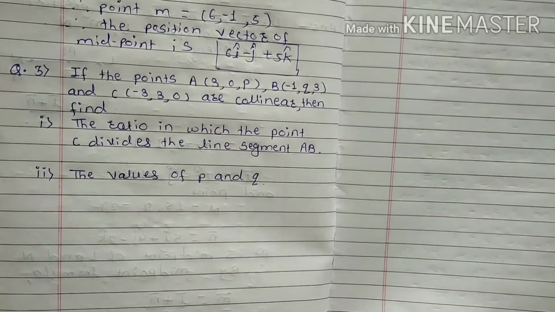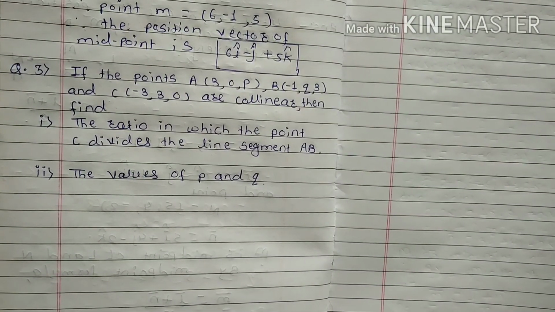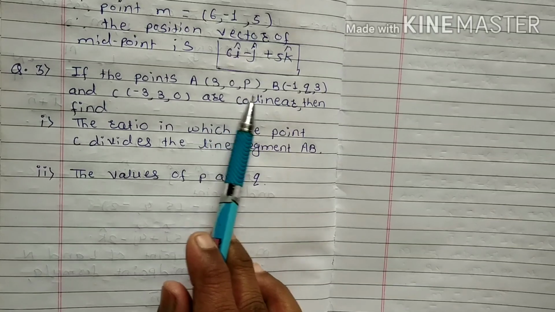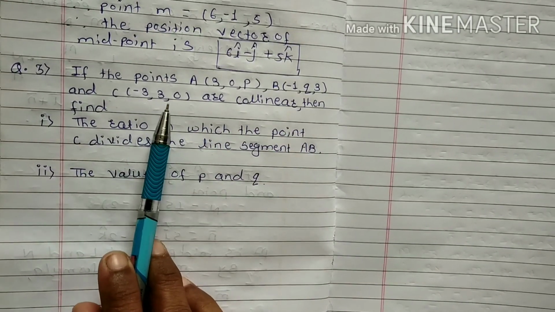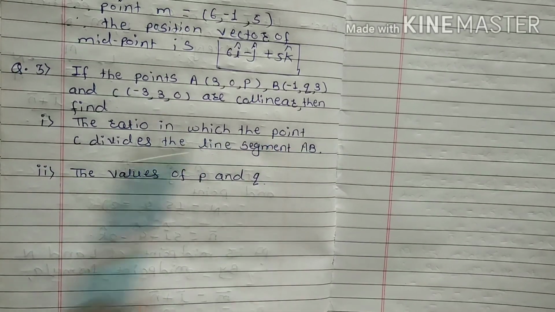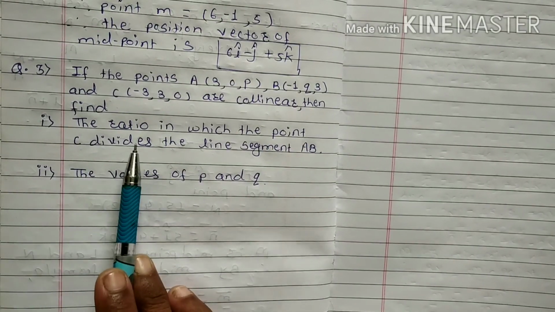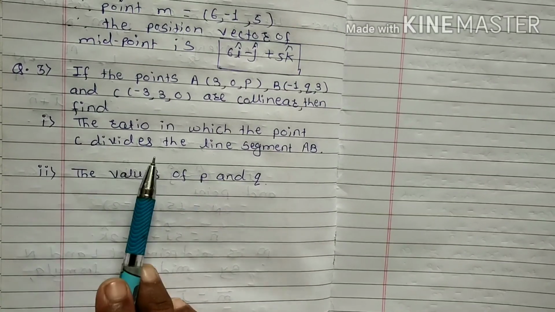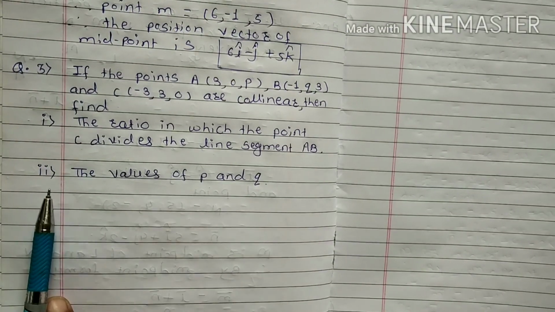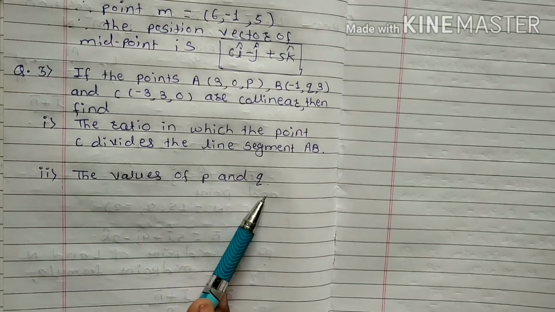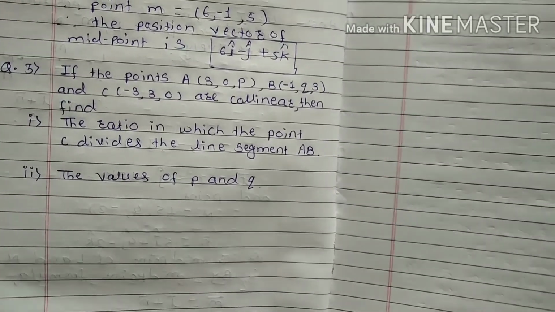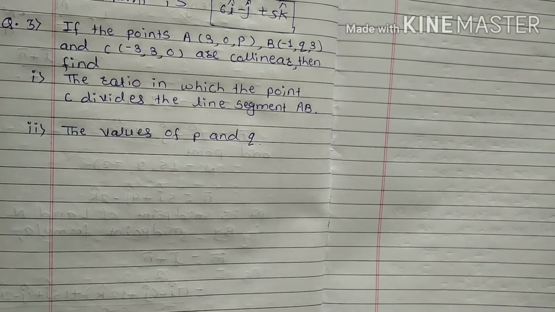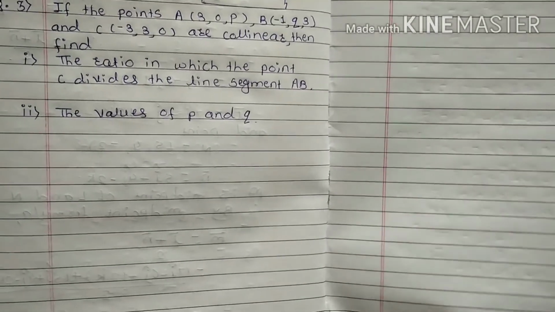Then the next question is question number 3. If the points A (3, 0, P), B (-1, Q, 3) and C (-3, 3, 0) are collinear, then find, first, the ratio in which the point C divides the line segment AB, and second, the values of P and Q. Here we find the ratio in which the point C divides the line segment AB, and the values of P and Q.